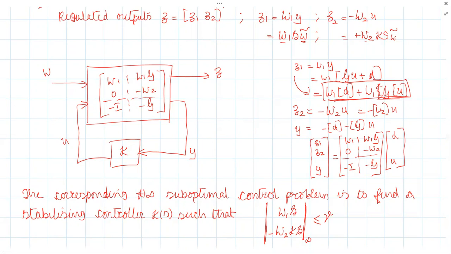You may not always need to minimize K S and S. Sometimes you may have to minimize sensitivity and complementary sensitivity. In that case, you get what is called the S by T, sensitivity and complementary sensitivity mixed sensitivity problem.